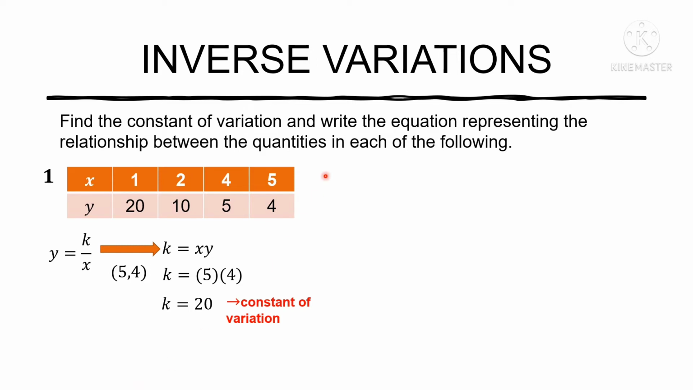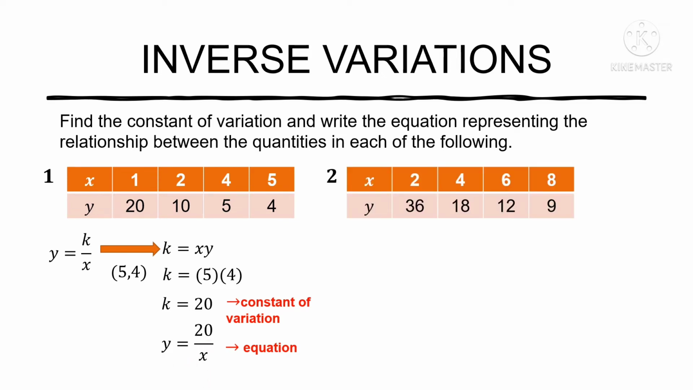Then para makuha naman natin yung equation na pinapahanap sa instruction, papalitan natin itong k ng na-compute nating value. Kaya ito magiging y equals, instead of writing k, we replace that by 20 over x. So yun naman ang tinatawag nating equation. So ang sagot, ang constant of variation ay 20. Ang equation naman is y equals 20 over x.